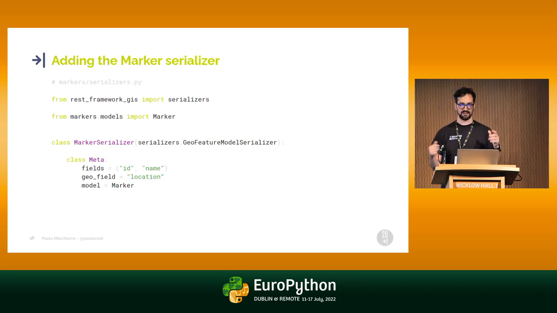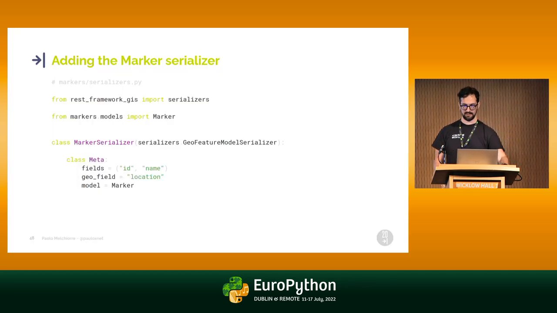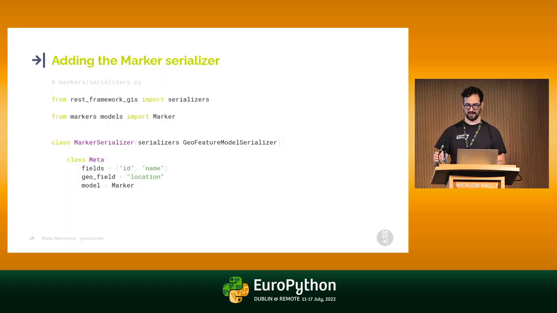So let's create a serializer for our marker class. Inheriting from the REST framework serializer, we only have to define the geographic field location, to be shown as an additional property, and the model Marker.